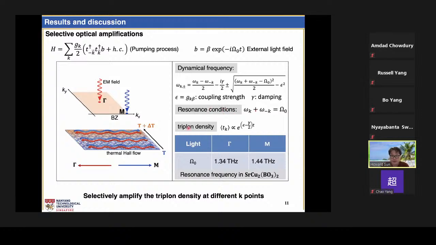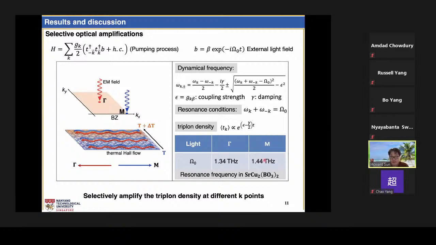Also, a very interesting thing is that because the band energies at the gamma and M points are different, the resonance frequencies are different, which means we can use different frequencies to excite the triplon localized at the gamma point or the M point. And because at the gamma point we have a negative Berry curvature, which contributes to the negative thermal Hall conductance, we can generate the thermal Hall flow as shown by the red curves to the left.